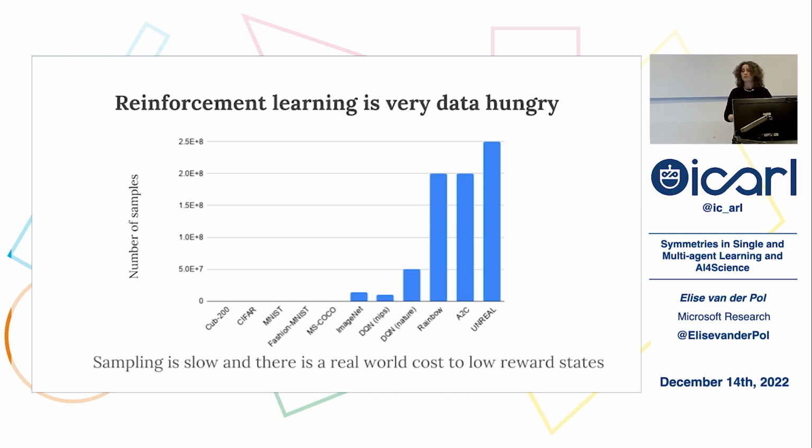Additionally, there's also a real world cost to a lot of low reward states. So if you're doing robotics and your robot falls over, you have to stop your experiment, walk over there, pick it up, recalibrate it, etc. That takes time. But in, for example, something like autonomous driving, you can really not learn from experience not to drive over people. There are certain states that you always want to avoid. So in general, we care a lot about data efficiency.